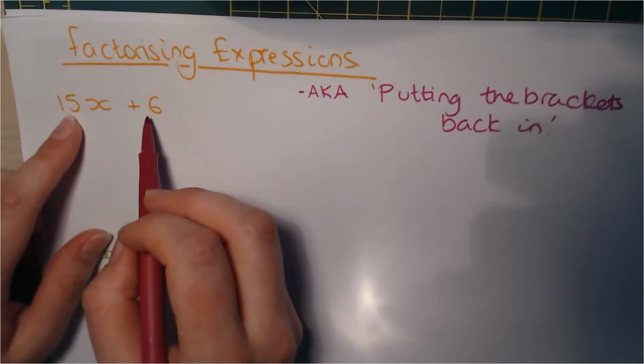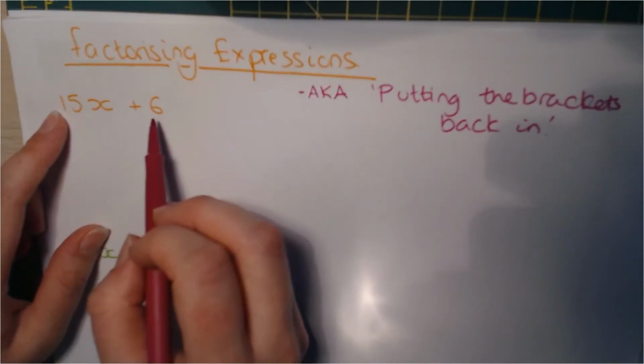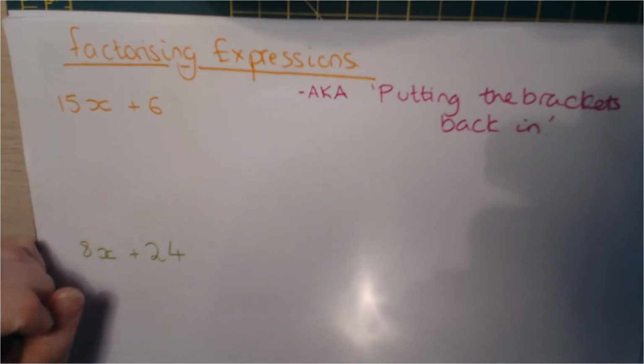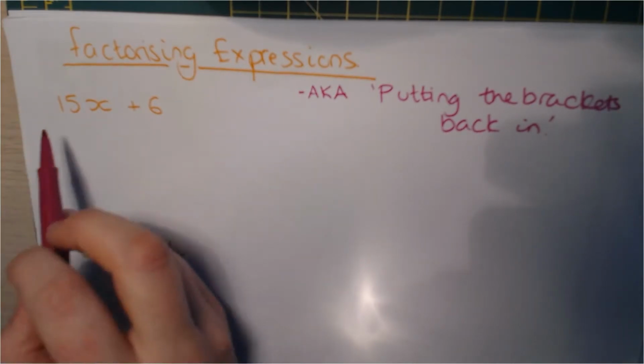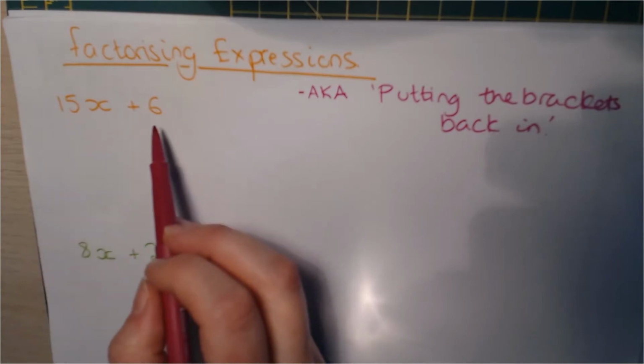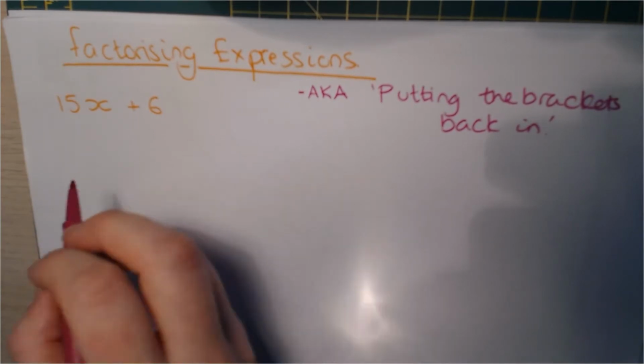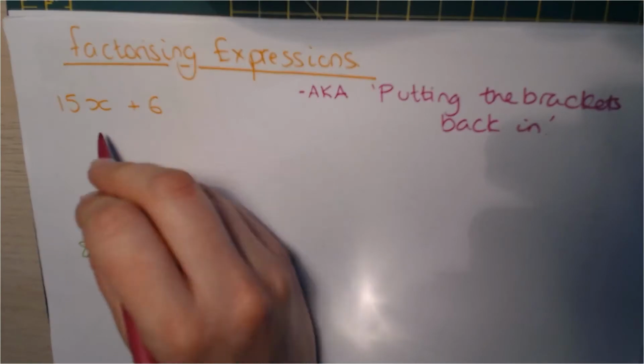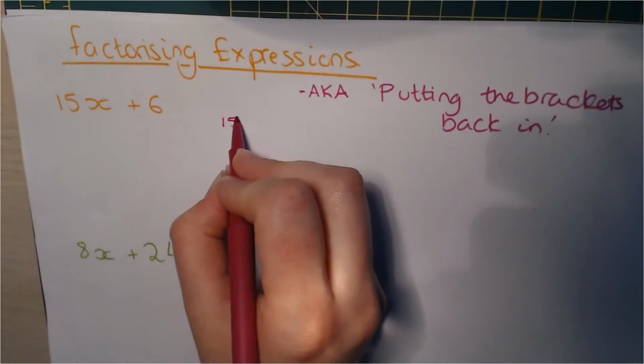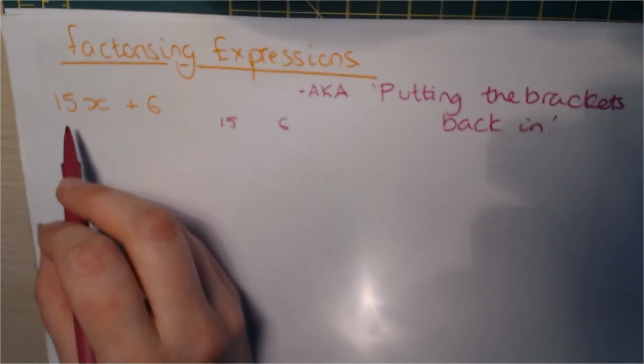We're going to look at our numbers first. So we've got 15 and 6, and we want to know the highest common factor. What is the biggest number that goes into 15 and goes into 6? You might be able to see that one. If you can't, I'll show you how we'd work it out, because sometimes you get really big numbers.